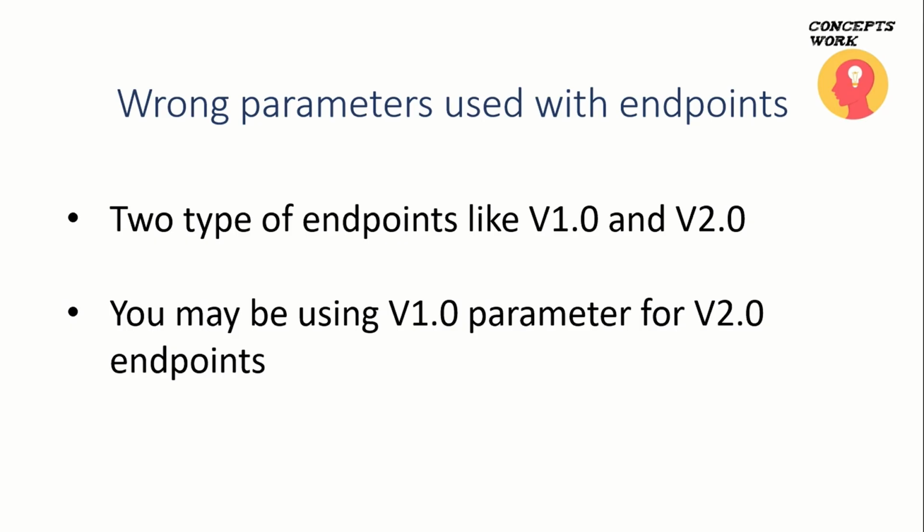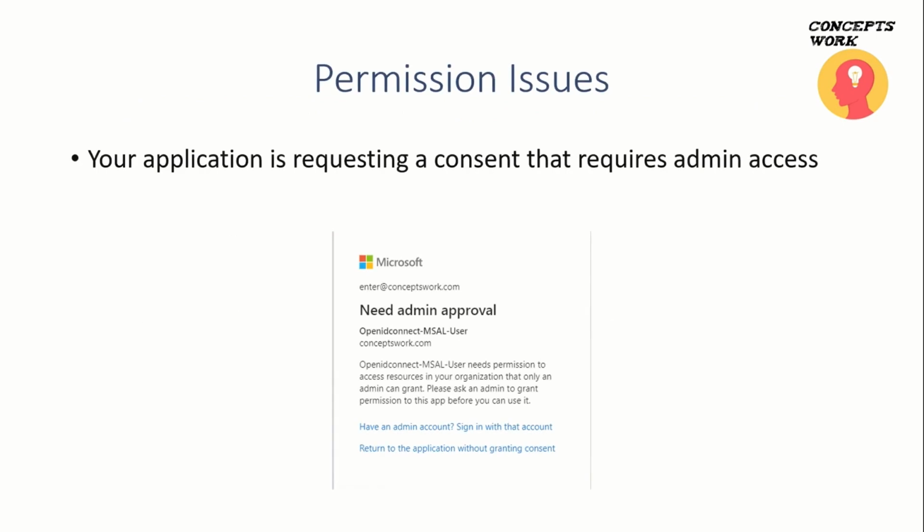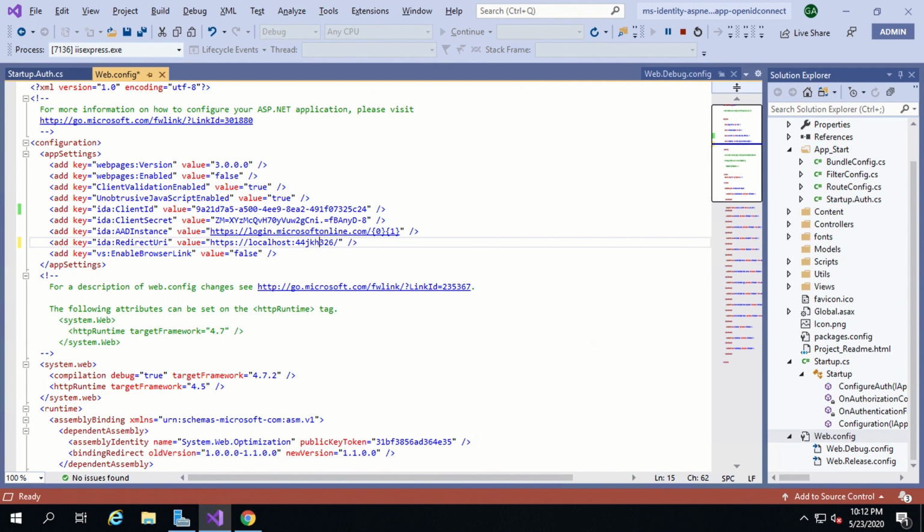Okay, now let's talk about our next issue, which is related to permissions. If you have seen this prompt, this is also very common, wherein your application is trying to request a consent which can only be approved by admins. So if for a normal user a particular parameter is mentioned in the scope, they will get this error message. Let me switch to my application and show you what exactly I'm referring to.